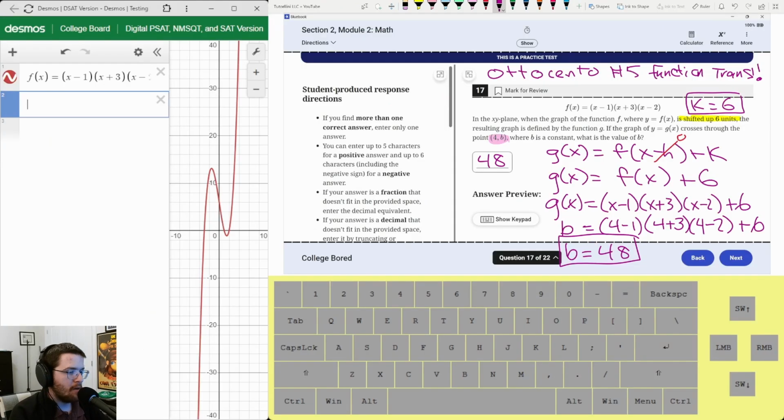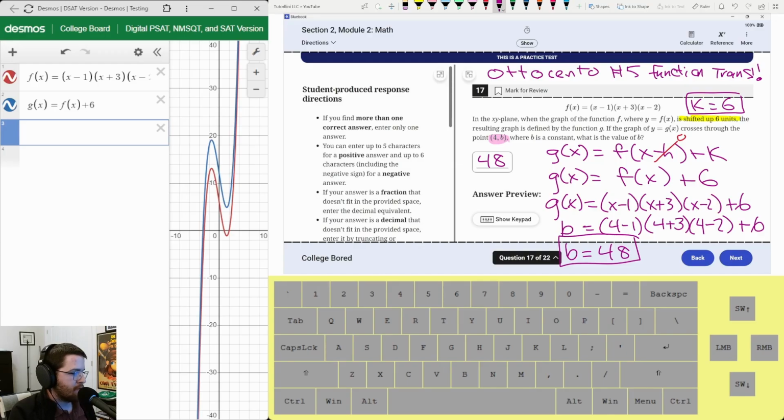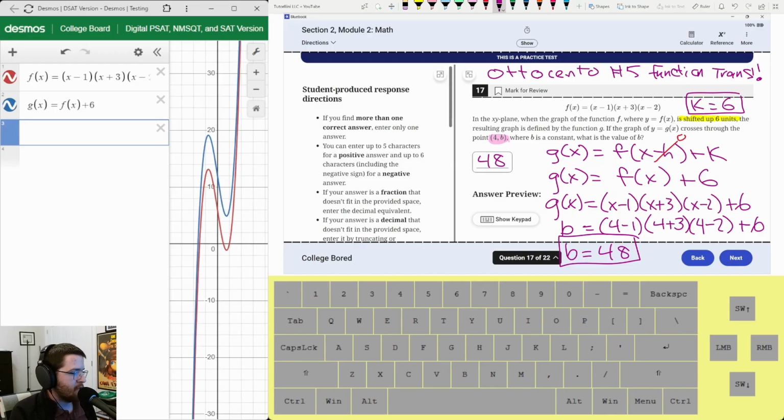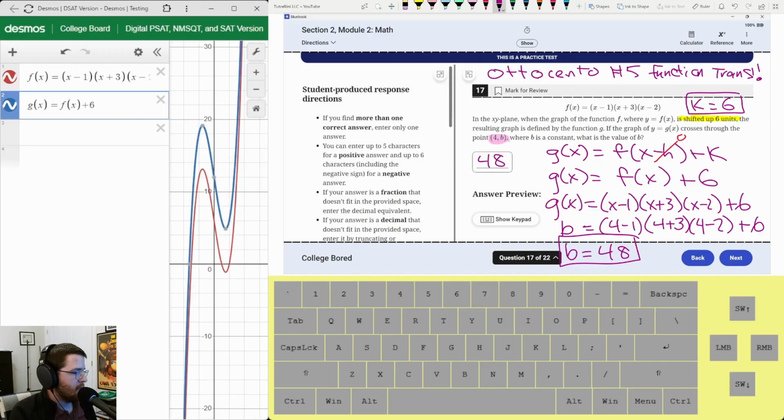Okay, so I typed in the function, f of x. Now I'm going to type in g of x equals f of x plus 6. So really, that was the only part for this question that I had to come up with: g of x equals f of x plus 6. That's why knowing how to write that notation is really helpful, because Desmos can do function translations for you. All right, so you can look at the picture. You see it moves 6 up. And so that's a good sign.